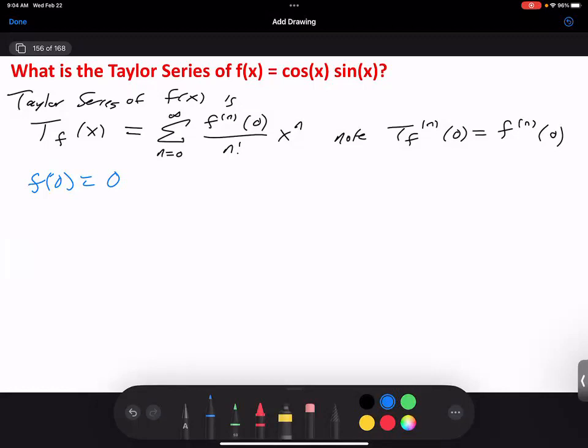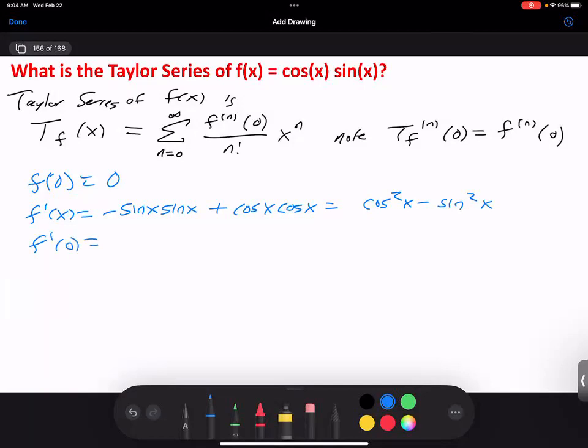Oh, and what rule do we use? Product rule. So the derivative of cosine is minus sine. So you get minus sine x plus the derivative of sine, which is cosine. So it's going to be cosine x. If you want, this is cosine squared of x minus sine squared of x. So what's f prime of 0 going to be? When we take x equals 0, what do we get? We just get 1. All right, now we need the second derivative.